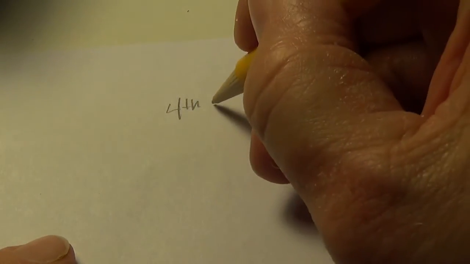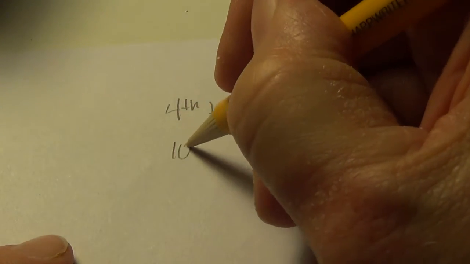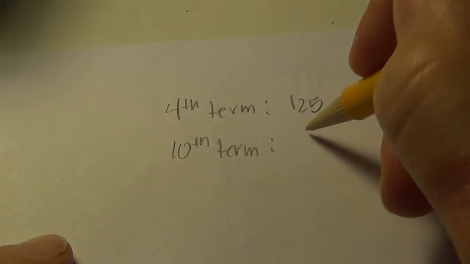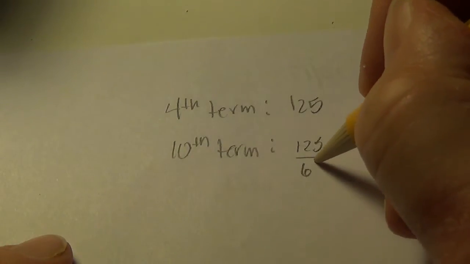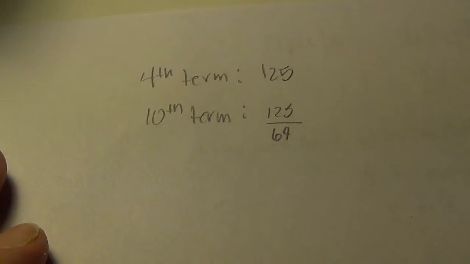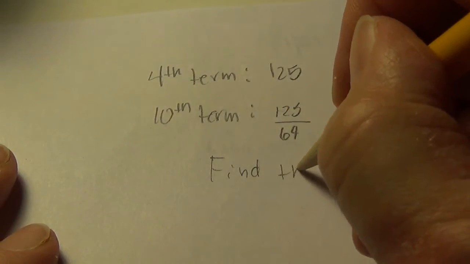Say I don't give you the first term, but I give you the fourth term. Let's say it's 125. And then I go way up to the 10th term, and I give you that, and it is a fraction. It's 125 over 64. Now I want you to find the 14th term.